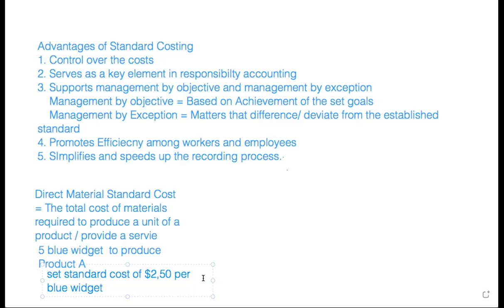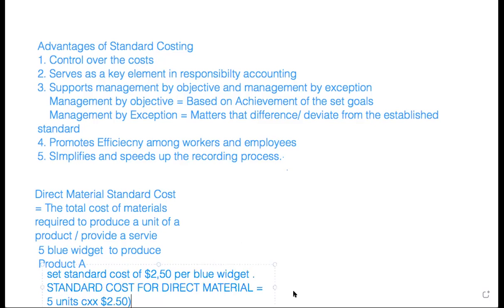Standard cost for direct material will be 5 units needed times 2.50. So that was an example of a direct material standard cost.